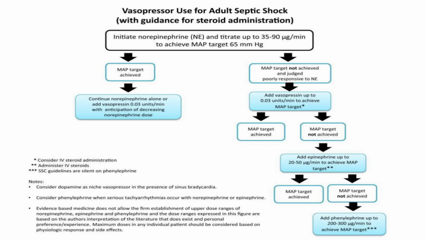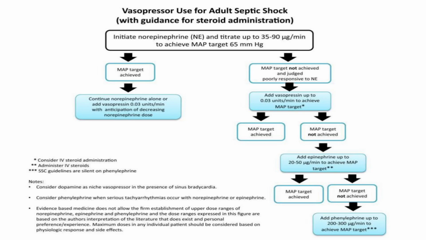If the mean arterial pressure in the patient is continuously 65 or less mm of Hg, despite giving fluid resuscitation, first you have to start norepinephrine and titrate it up to 35 to 90 mics per minute. If the mean arterial pressure is achieved, then norepinephrine can be tapered and can be replaced by vasopressin. But if it is not achieved, then you have to add vasopressin in addition to norepinephrine. The dose of vasopressin is up to 0.03 units per minute.